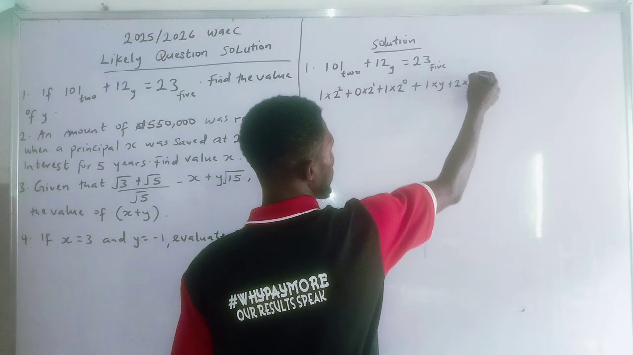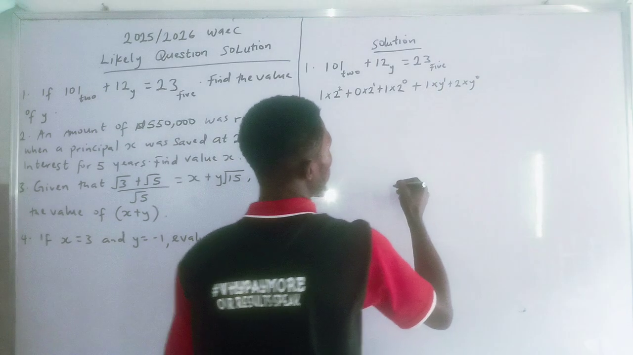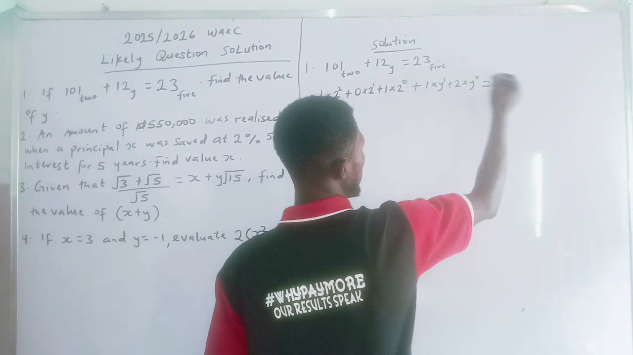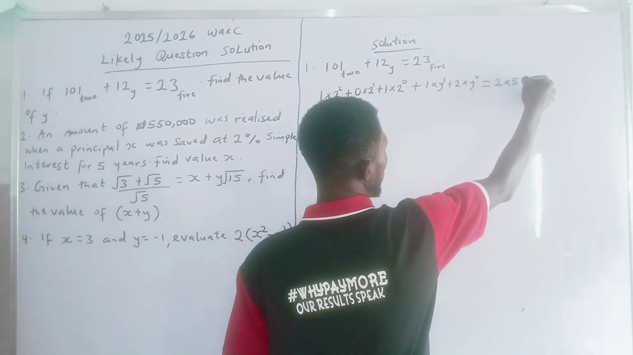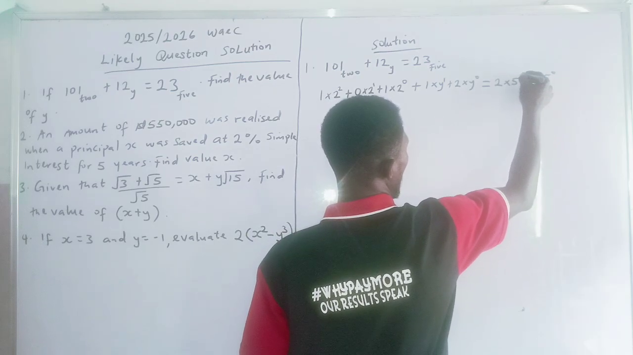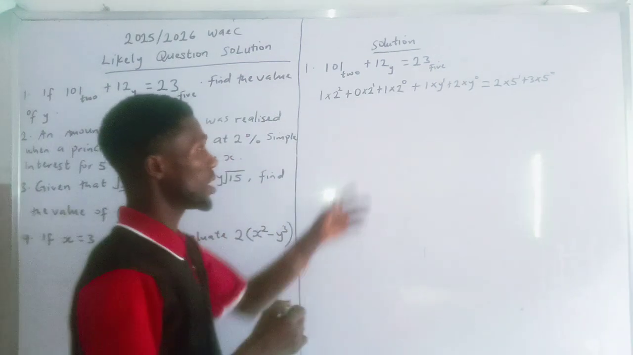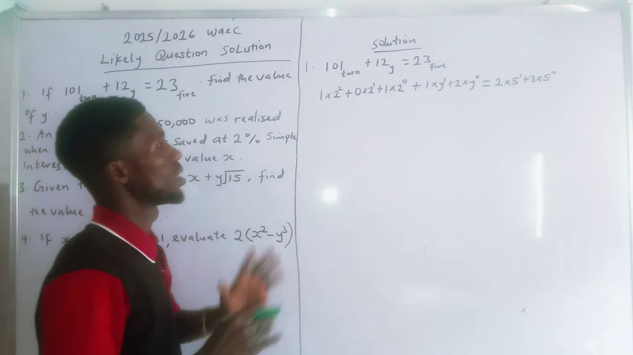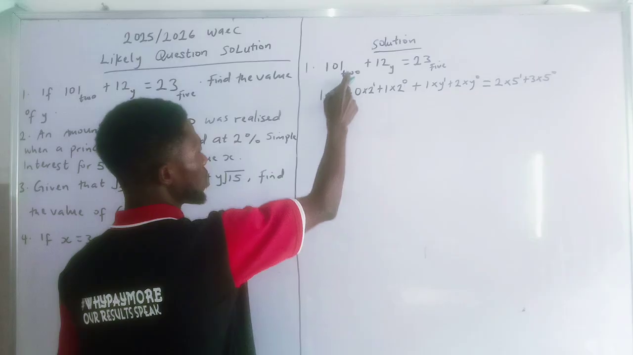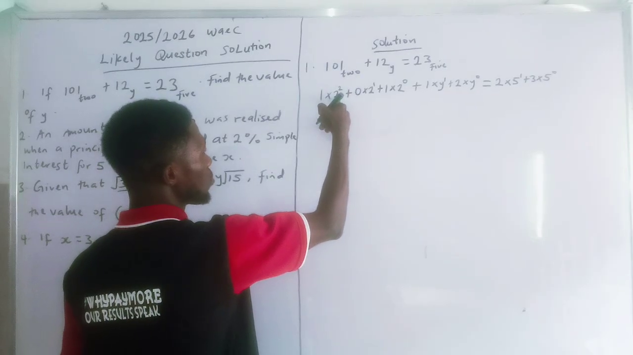So we have the powers 0 and 1. Then equals to what? 2 multiplied by 5, because this is base 5, plus 3 multiplied by 5, with powers 0 and 1. By doing this, we are going to bring them together. That will now be 1 times 2 raised to power 2, which means 2 times 2, which is 4.